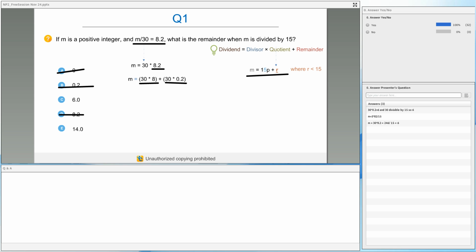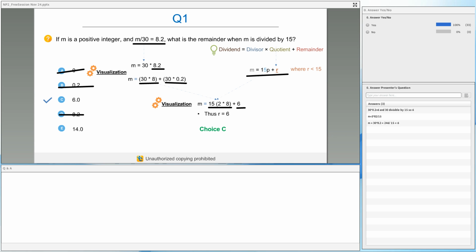So this portion, 13 to 8, is divisible by 15, right? Because 30 into 8 can be written as 15 into something, 2 into 8. Now if it's 15 into something, then this is fully divisible. What am I left with? 13 to 0.2. 13 to 0.2 is 6, and 6 is already less than 15. Hence the remainder in this case would be option C.